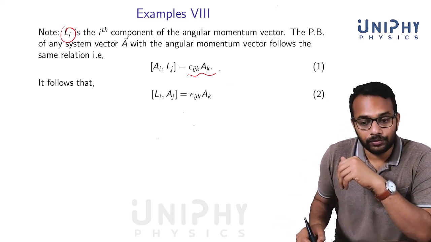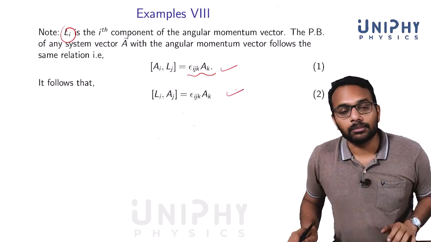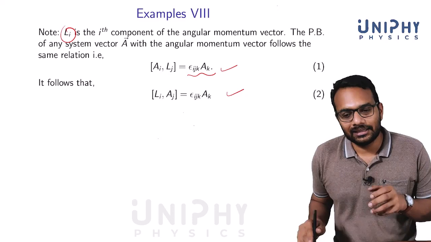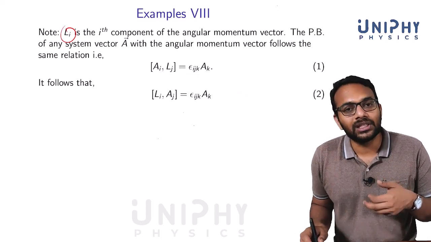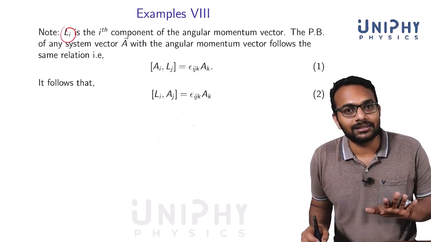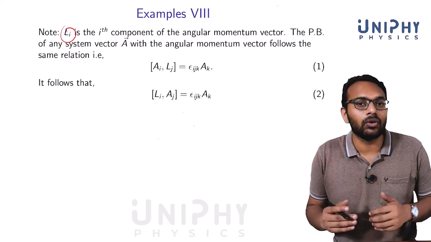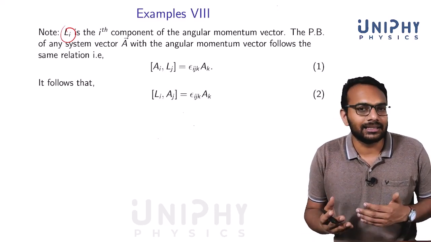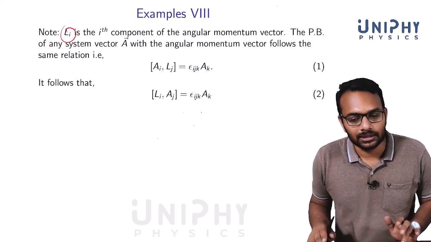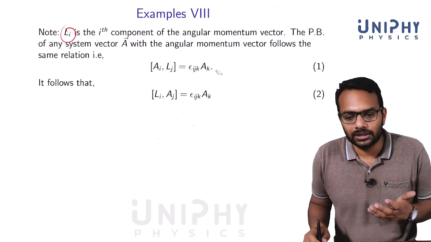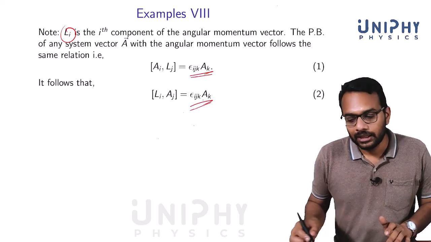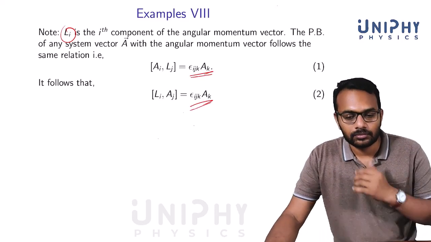Now, if you remember this, some of the problems can be solved very easily. We'll see that this particular result has to do with the fact that angular momentum is a generator of rotations, and we know that all vectors transform in a particular way when you rotate the coordinate system. I hope that's clear. If you don't know all those details, it's all right, but I want you to remember this result. It's important.